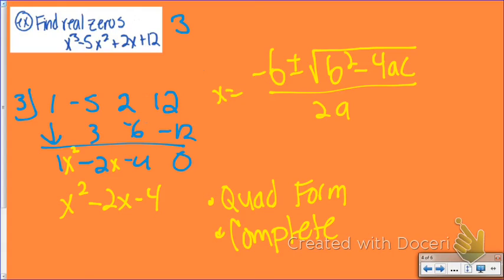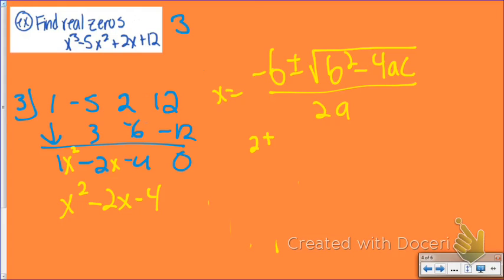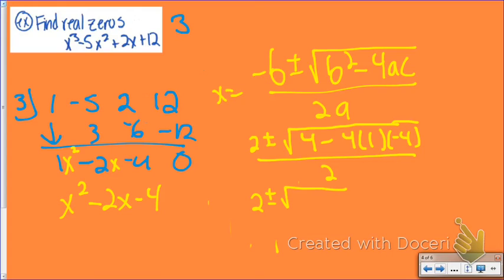So what I'm going to do is fill in those values. So starting with my negative b would be 2 plus or minus the square root of b squared minus 4 times 1 times negative 4, and that's all divided by 2 times 1. And now I can just simplify that square root. I have 2 plus or minus the square root of 20 divided by 2, and I can continue to simplify this a little farther because I can simplify that radical.